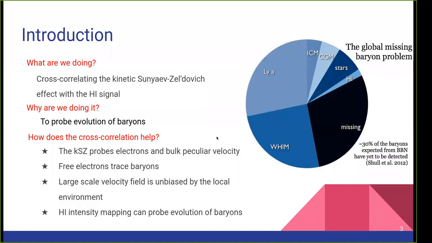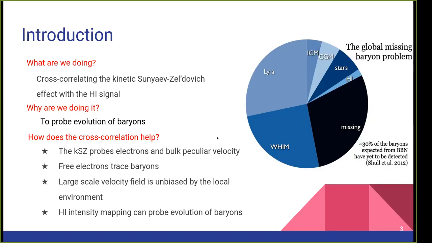So the result of this is, well, there are two Sunyaev-Zel'dovich effects that are usually spoken of. There's the thermal SZ and the kinetic SZ. The thermal SZ probes thermal motions of electrons. The kinetic SZ probes the bulk peculiar velocities and basically bulk motions of electrons.